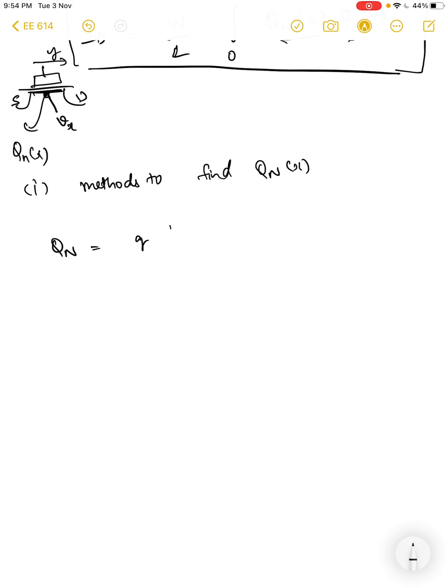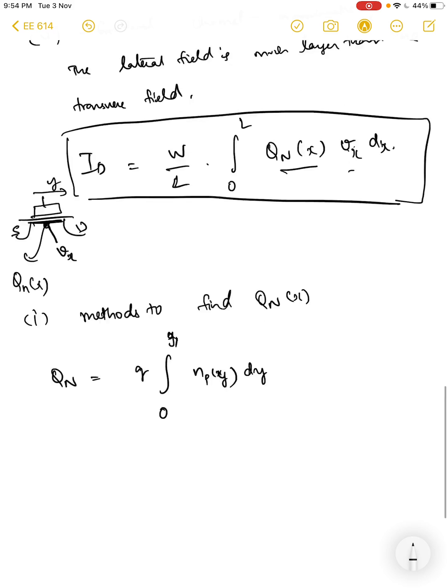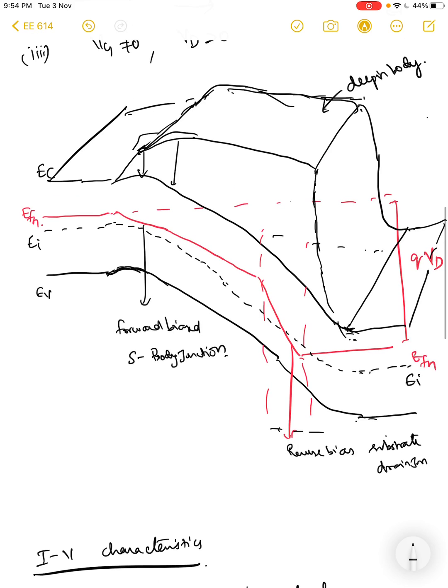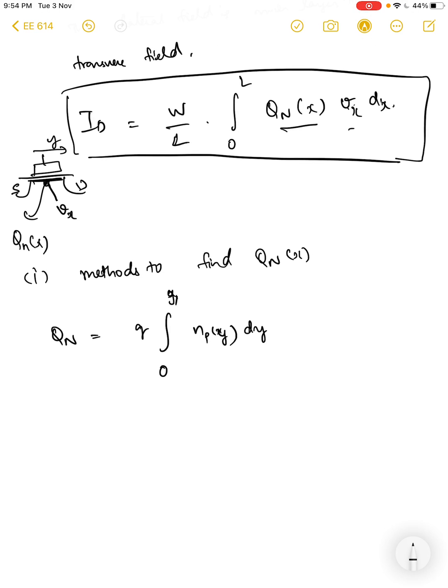Qn is q integral 0 to some y1 np of y dy, because we assume this direction to be y, and we say that you have charge depletion to some distance y1 from the surface, right? So you have the channel to be inverted up to some distance in the body, which is assumed to be y1. So we integrate 0 to y1 np of y. Np is the surface charge density.